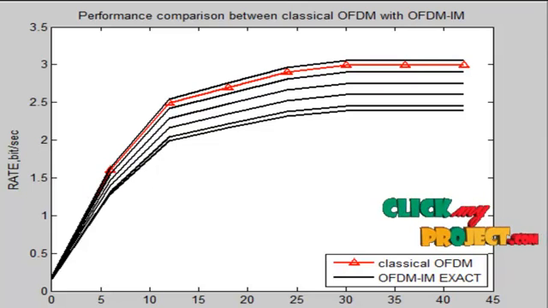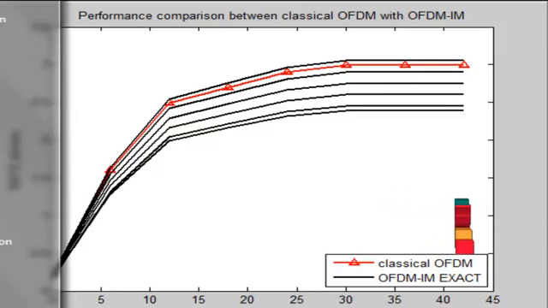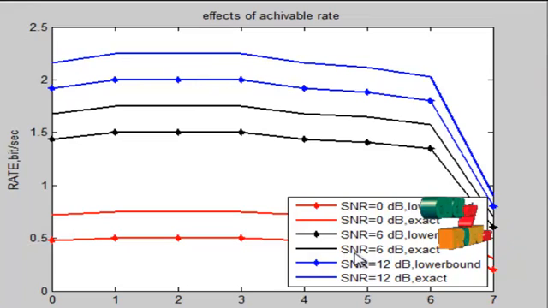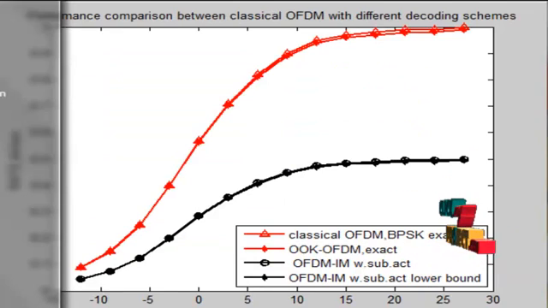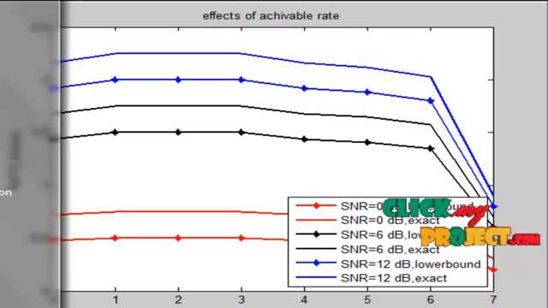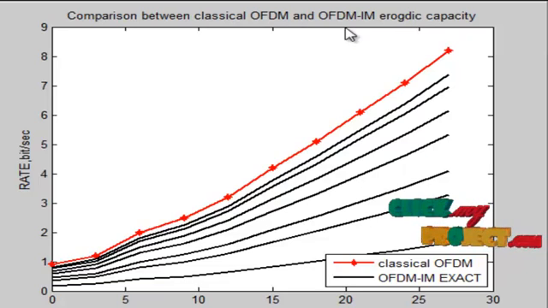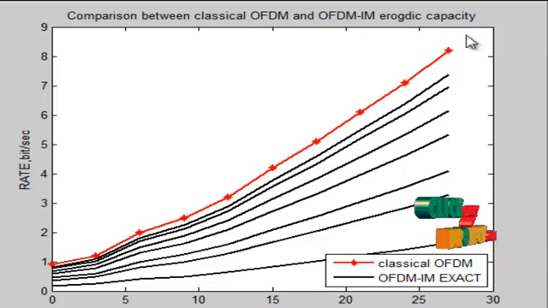Then we discuss the effects on achievable rate in terms of M when SNR is equal to 0, 6, 12. The black one is SNR equal to 6, red is SNR equal to 0, and blue is SNR equal to 12. And then we discuss the ergodic capacity. Comparison between classical OFDM and OFDM-IM ergodic capacity. This is classical OFDM in red and black is OFDM-IM.